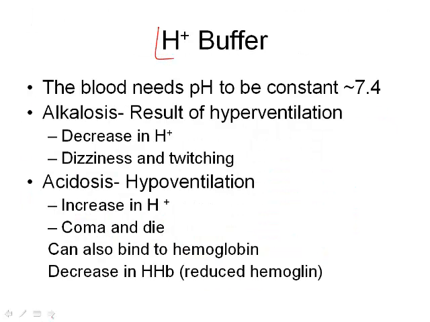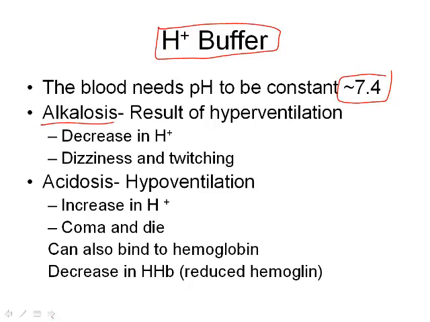And then finally, with all these H pluses being produced, we need to have some sort of a buffer, otherwise our pH will go out of whack. So we like to have it around 7.4, and if it doesn't, a couple different disorders can arise. The first is alkalosis, which means that your pH is going to be increasing, which is an alternate way of saying that there's a decrease in H plus. So if our H plus in our blood gets too low, which means the pH is getting too high, it can cause dizziness and twitching. And this is called alkalosis because your blood is becoming alkaline.